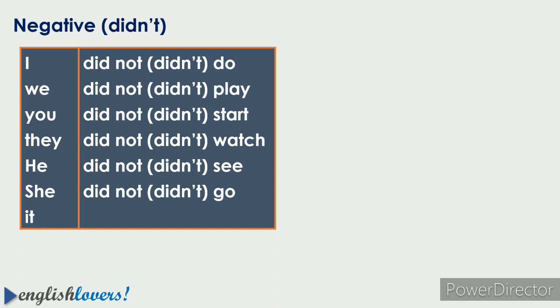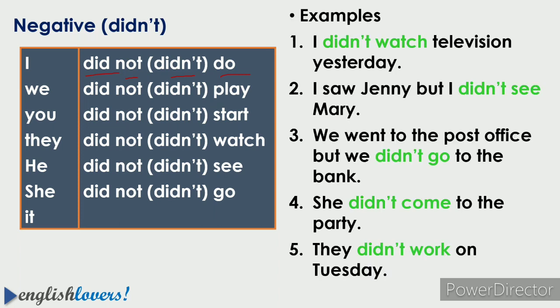So what is the negative? The negative is did plus not, or simply, in contraction, didn't plus the base form of the verb. Did plus not plus the base form of the verb. We'll see some examples. I didn't watch television yesterday. Here, watch: how are you going to make a negative sentence? The positive is I watched television yesterday. So you are going to use the appropriate form of do.